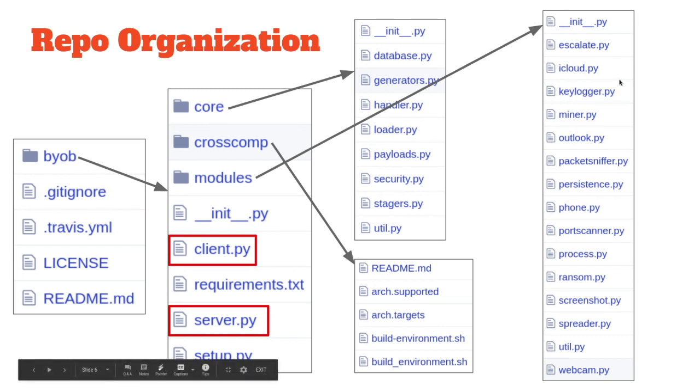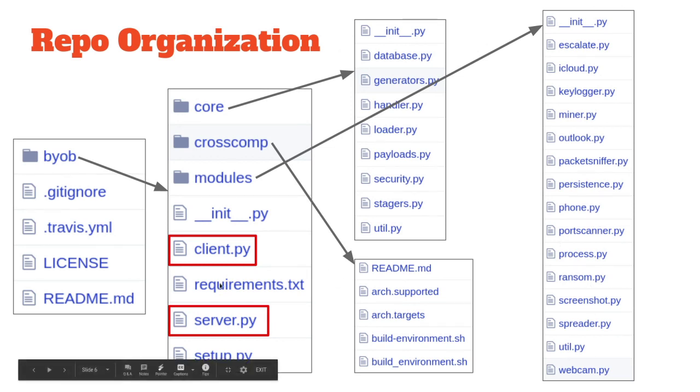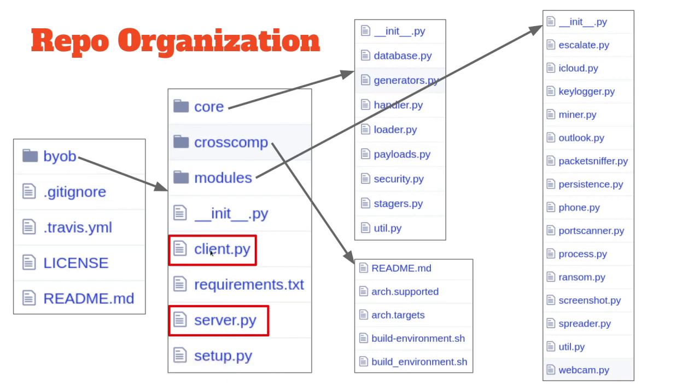Modules are basically the payloads available to you. If you were gonna make your own payload, you would just put it in here. Other stuff, there's requirements, which I'll cover in a second. There's client.py and server.py. So server.py is the actual C2 server. Client.py generates the endpoint clients for you.